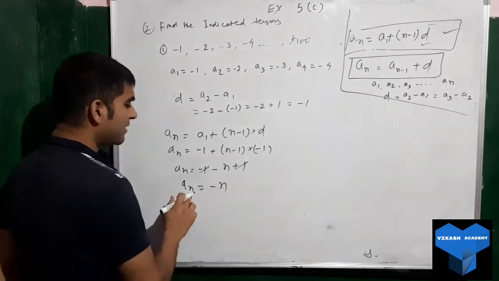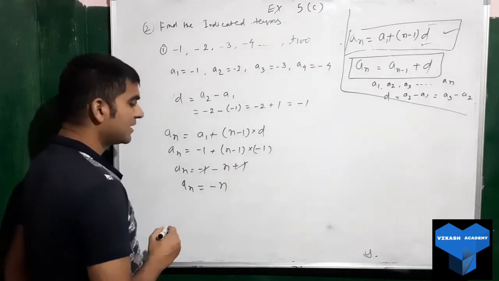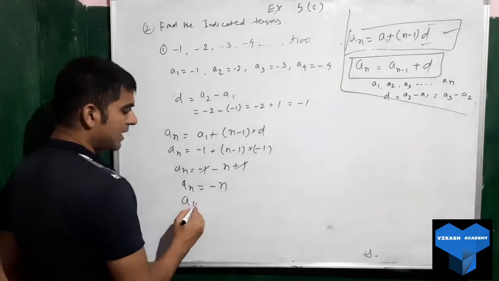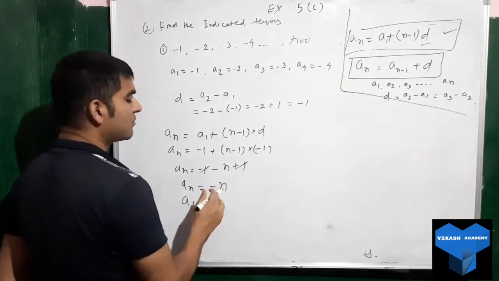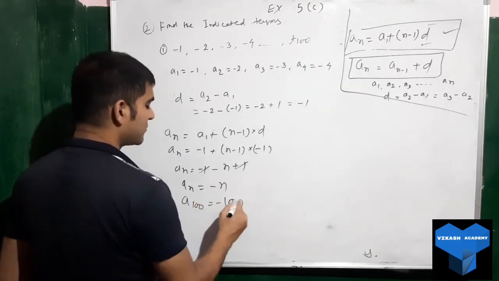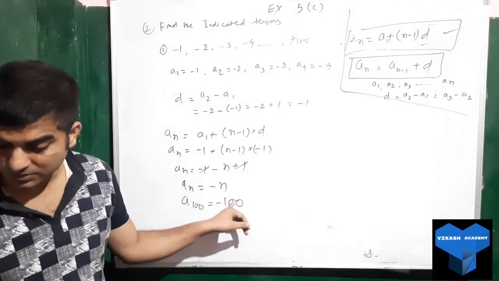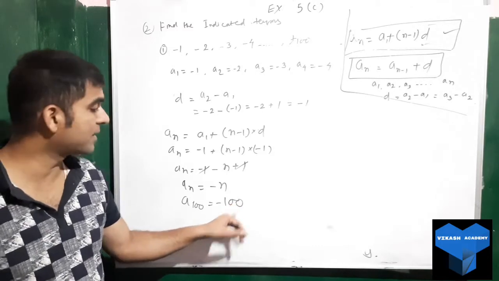So if I have to find T100, at the place of n I will write 100. So it will be minus 100. So An will be minus 100. We are getting the answer for this question. So question number 2, our answer is minus 100.